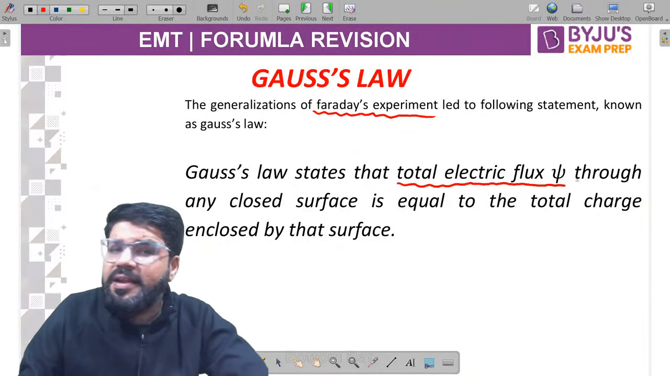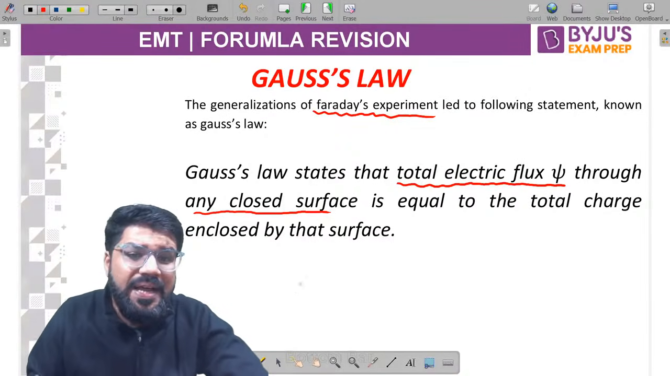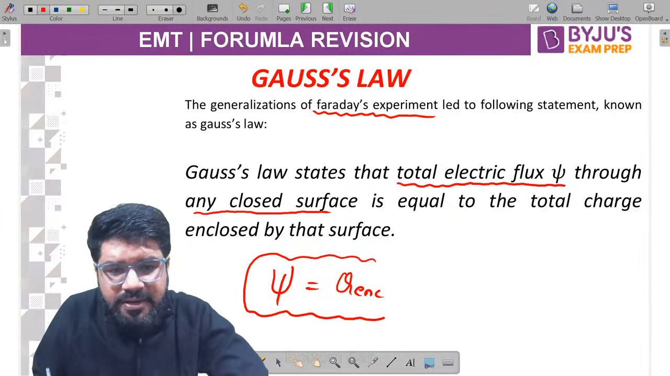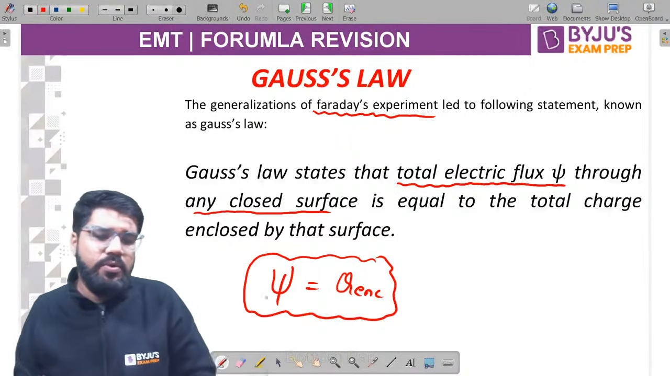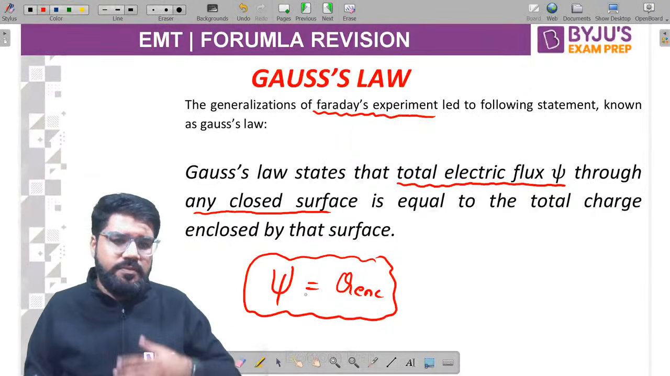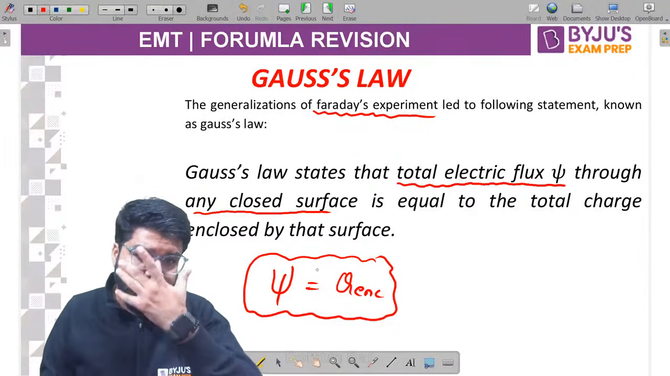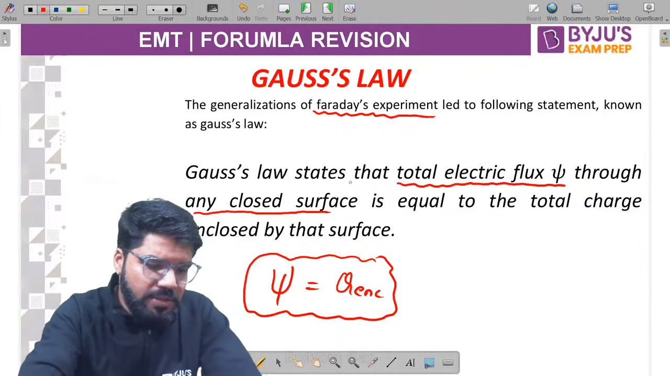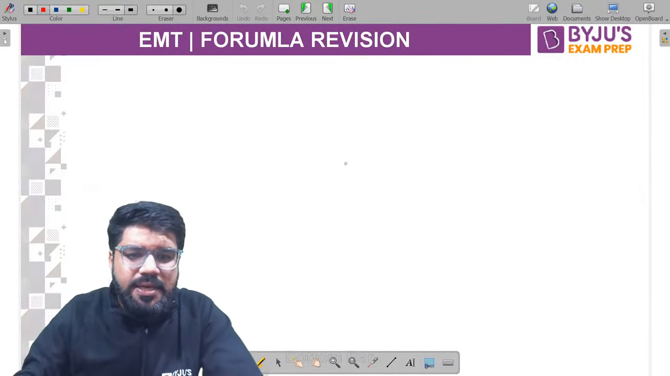surface is equal to the charge enclosed by that surface. The total electric flux through any closed surface is equal to the charge enclosed by that surface, and Xi is equal to the Q enclosed. Right, everyone? Okay, for example, if you want to understand this, let us take an example.